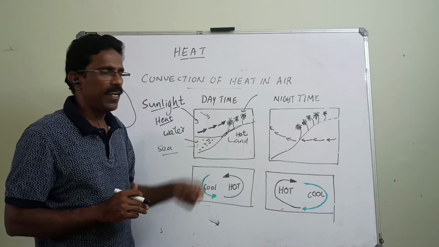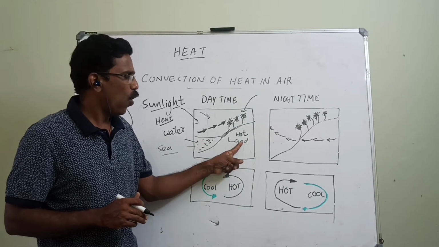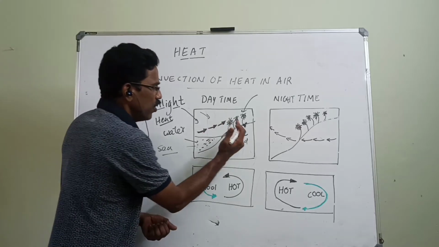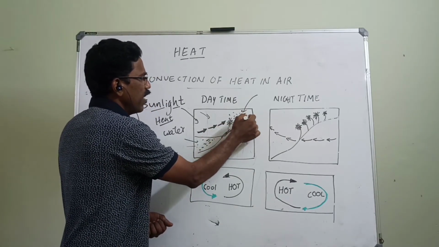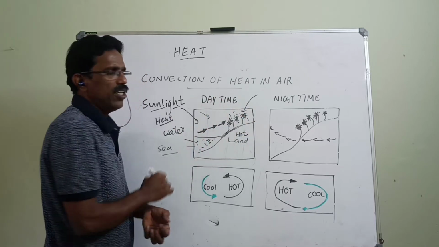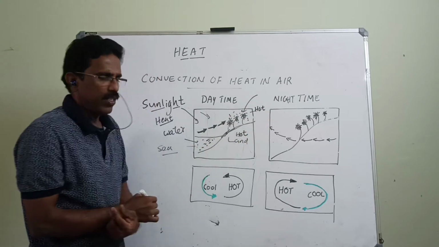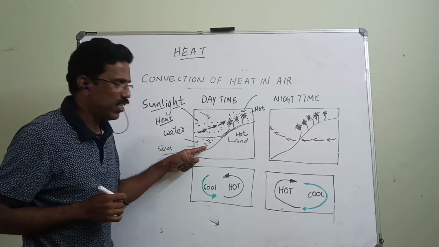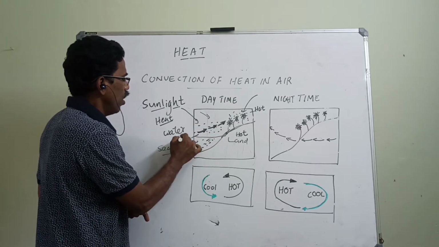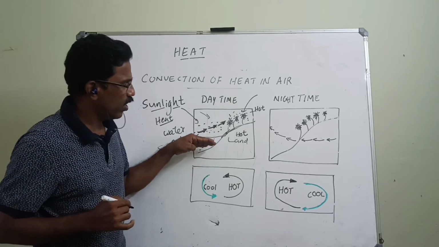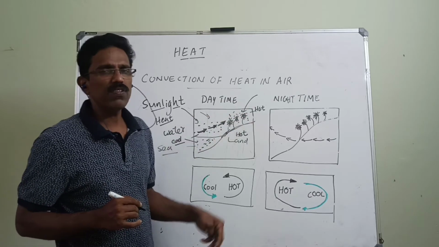So during the daytime, compared to the sea, the land will be in a hotter condition. The air above the land is in a hot condition, but the water is not that much heated, so the air above it is comparatively cool. This air above the sea level is comparatively cool compared to the land.